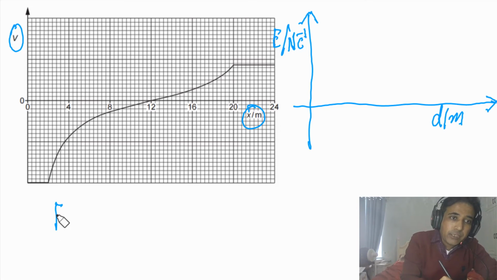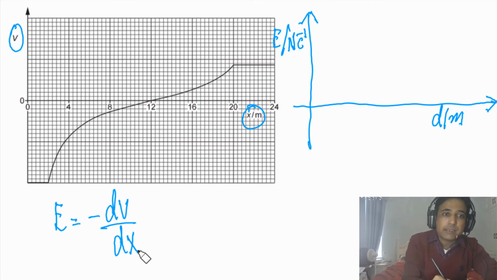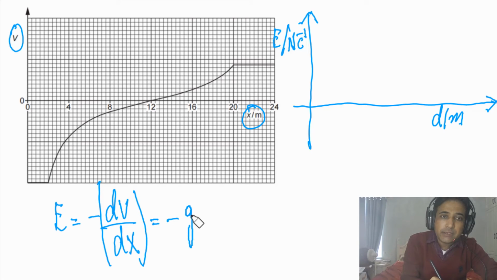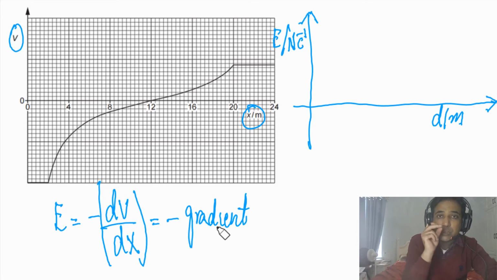Let me give you the hint. Electric field is equal to negative dV by dx. Now if you look at dV by dx from this graph, dV by dx is simply equal to the gradient of the graph. So we just need to look at the gradient of the graph. Here you can see the gradient is positive, but before this one, this gradient is 0. So it means initially electric field is 0. So electric field inside the sphere is 0. So we will draw just a horizontal line here.